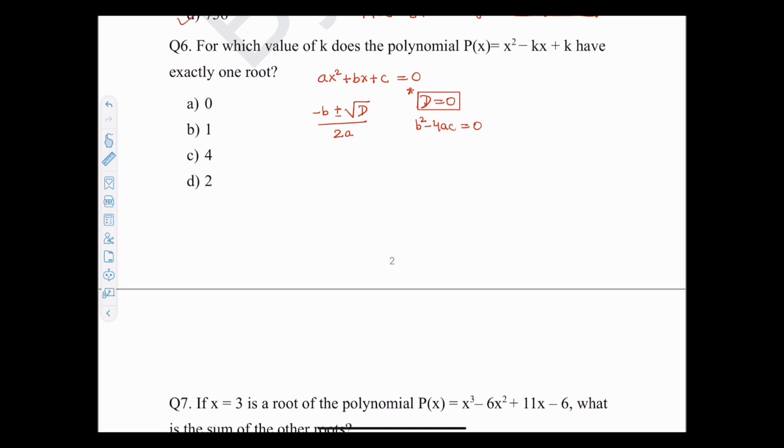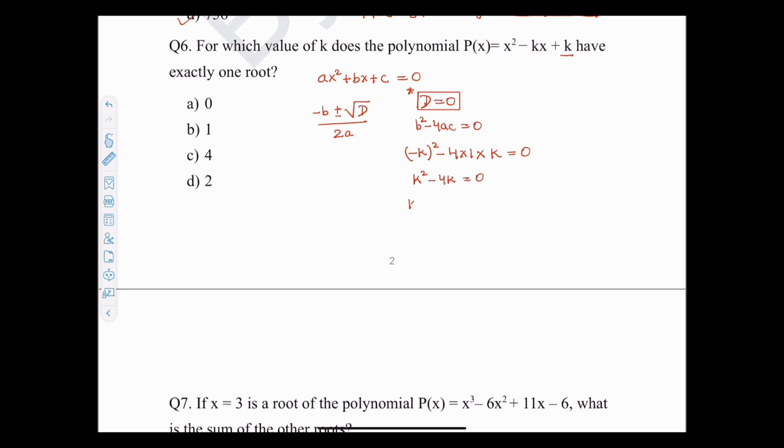Now, in this polynomial of ours, what's the value of b? The value of b is minus k. So it means we have to square the minus k. Okay, and minus 4, a is 1, and what's the value of c? c is also k. Okay, and this should be equal to 0. So over here we get k squared minus 4k is equal to 0, isn't it?